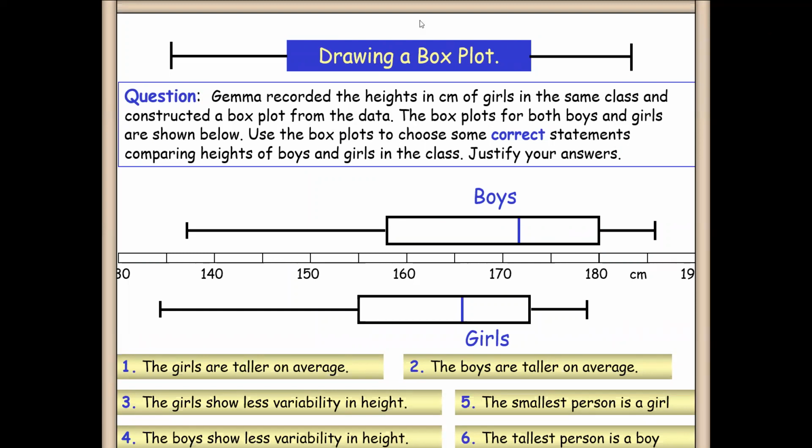Is everyone with me? Okay. And it says the box plots for both boys and girls are shown below, as you can see. Use the box plots to choose the correct statements comparing the heights. So this is about heights of boys and girls. If the data is representing heights of boys and girls, what's the first thing that comes to your mind?